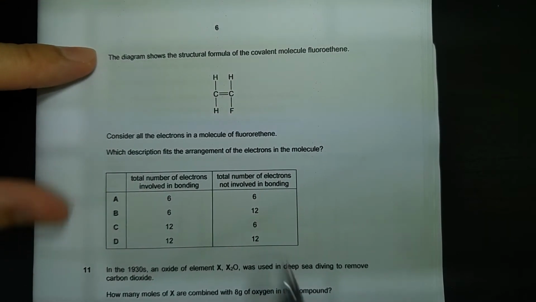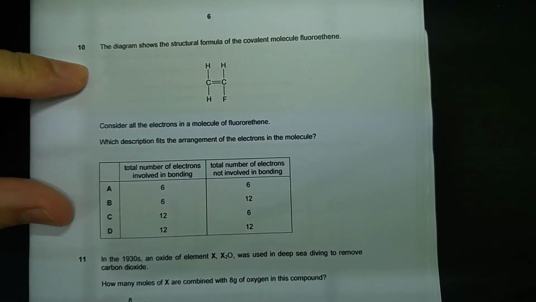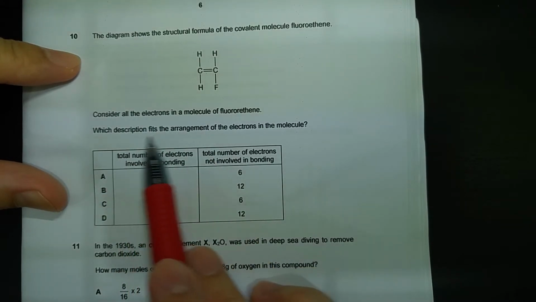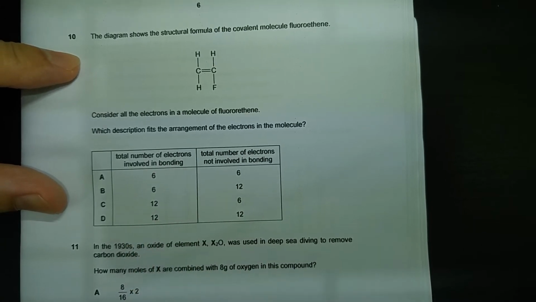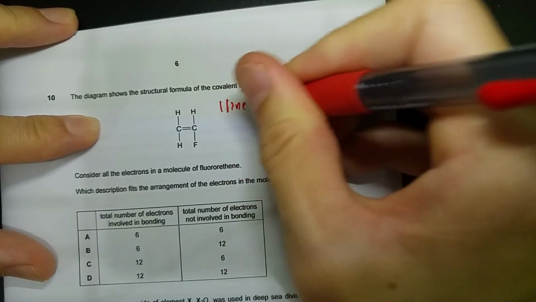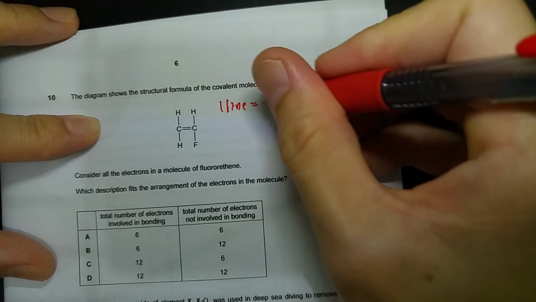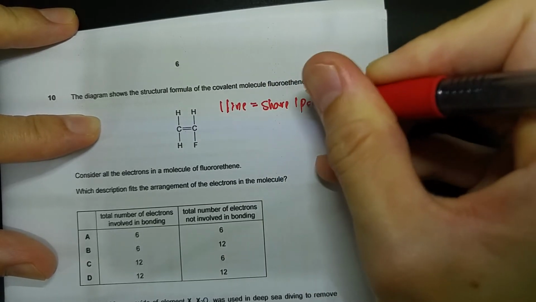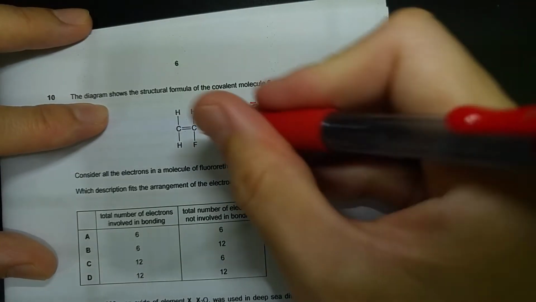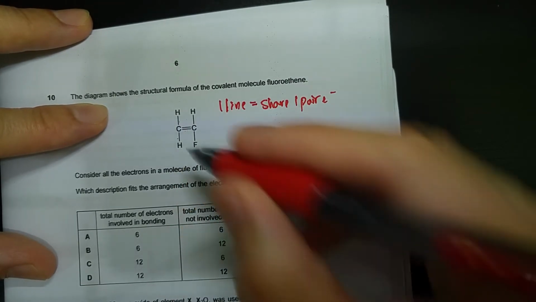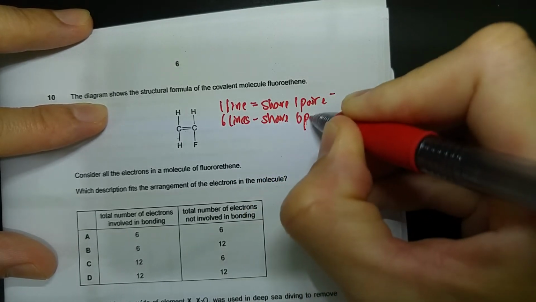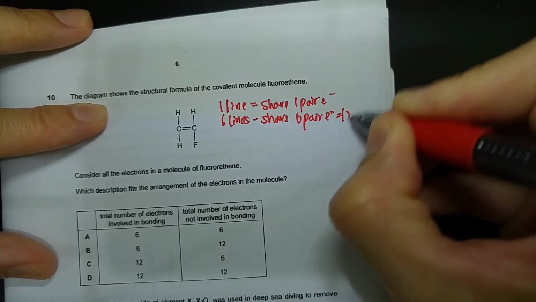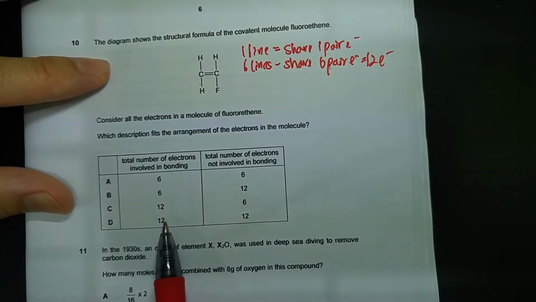Okay, next one. The diagram shows the structural formula of the covalent molecule fluoroethene. Consider all the electrons. Which description fits the arrangement of the electrons in the molecule? Okay, total number of electrons involved in bonding. So what is the meaning of one line? Okay, one line basically means sharing one pair of electrons. So how many lines do you have here? 1, 2, 3, 4, 5, 6. 6 lines meaning that it shares 6 pairs of electrons, which means 12 electrons. So the answer is either C or D.